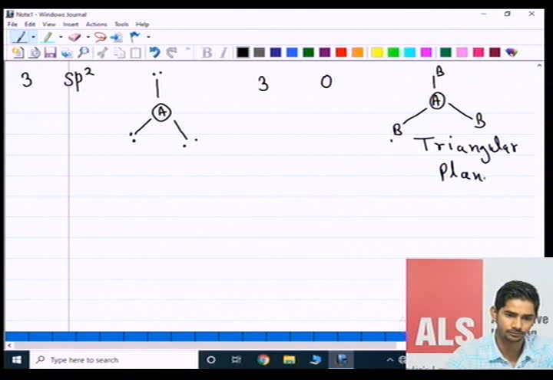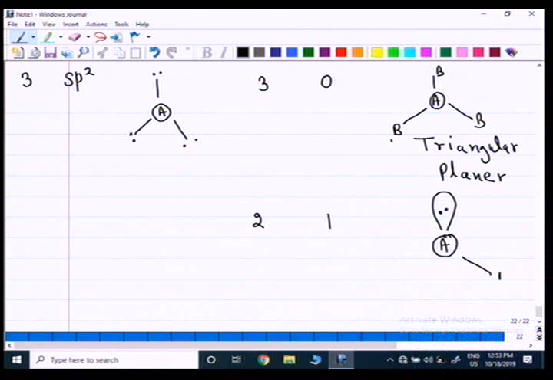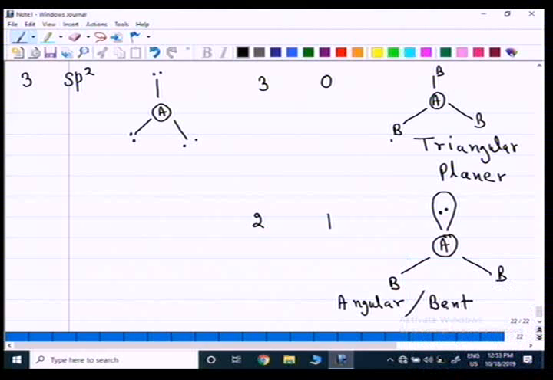Same situation, if bond pairs are 2 and lone pair is 1, in that scenario you have to draw it like this. This is the lone pair, these are the bond pairs. And this shape is known as bent, also known as angular. Copy please. And guys, please draw the shapes neat and clean. In n by 2 equal to 3, we have two possibilities.